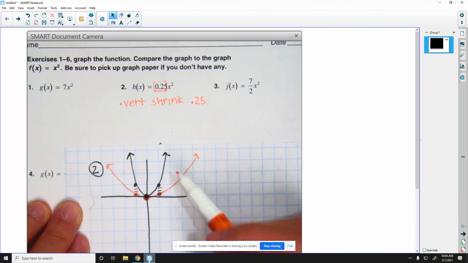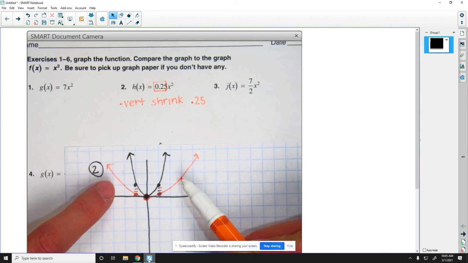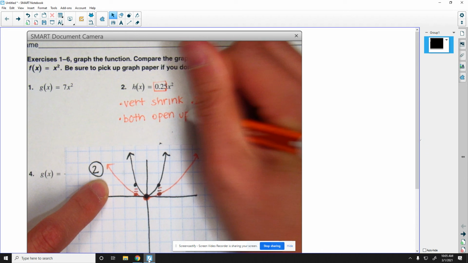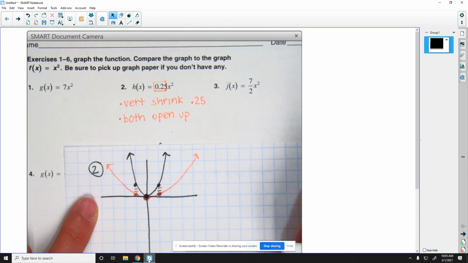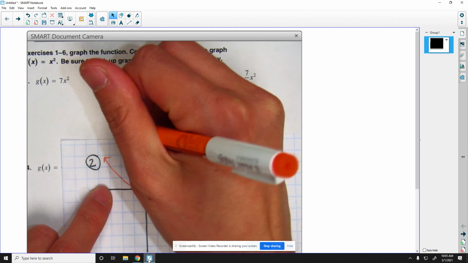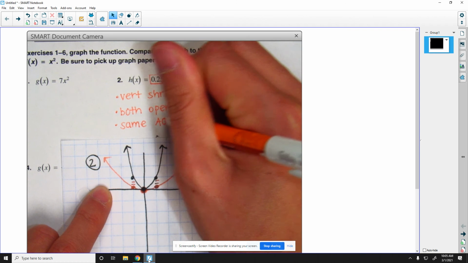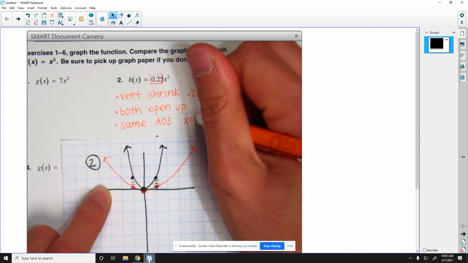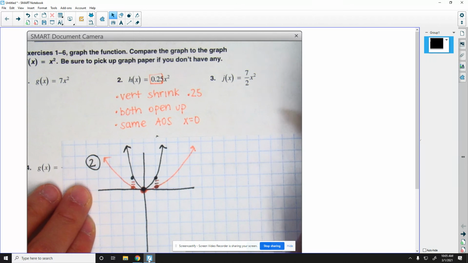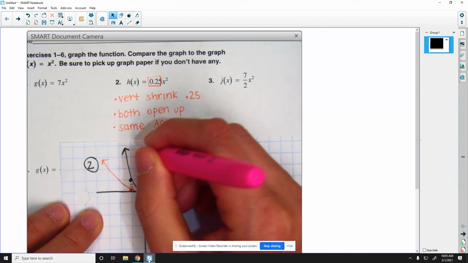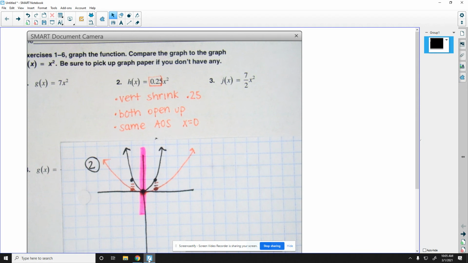The next thing I talk about is their openings. Do both of them open up? Yes. So I'm going to say both open up. What about my AOS? Are they the same or are they different? Same. So I write same AOS, which would be what? X equals 0. Good. Not just a point, not just a number, but a line. X equals 0, right? My AOS is this imaginary line where I can fold it and both sides would touch each other symmetrically.